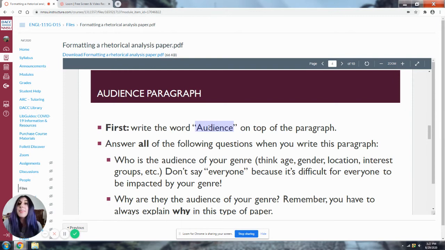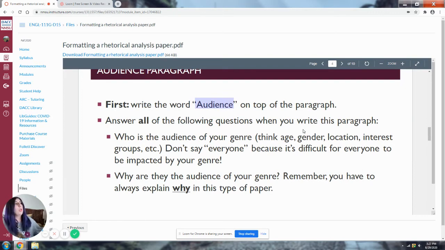If you want to just use a topic sentence, just explain what an audience is first. And then answer all of the following questions with the audience paragraph. Who is the audience of your genre? Don't say everyone, because not everybody's impacted by every little thing. So think of the age. Is it gender specific or not? Location, interest groups, etc. Don't say everyone, because it's difficult for everyone to be impacted by your genre.